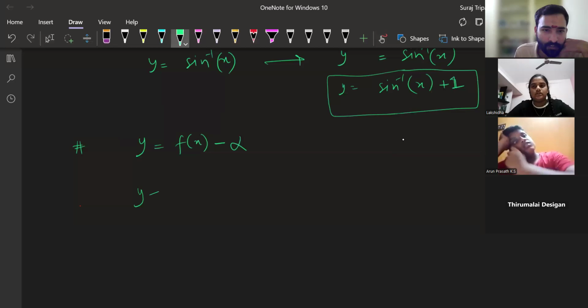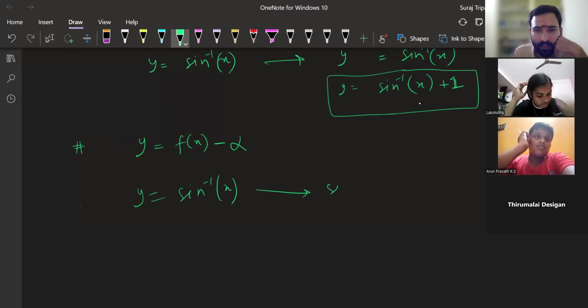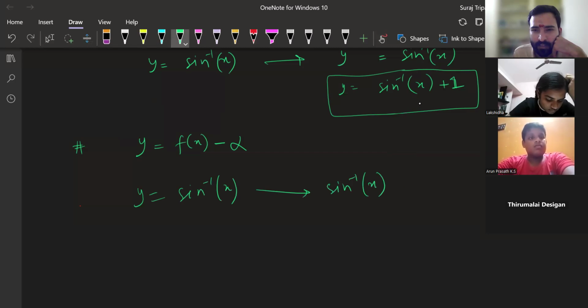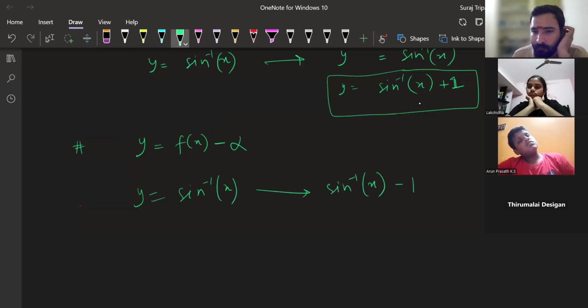If the function is y equals sine inverse x, and we are converting this sine inverse x to sine inverse x plus any value or minus any value, like minus 2 or minus 1, then if we are subtracting something, we have to shift the entire curve downside. If we are adding, then the entire curve upside. Keep this in mind.